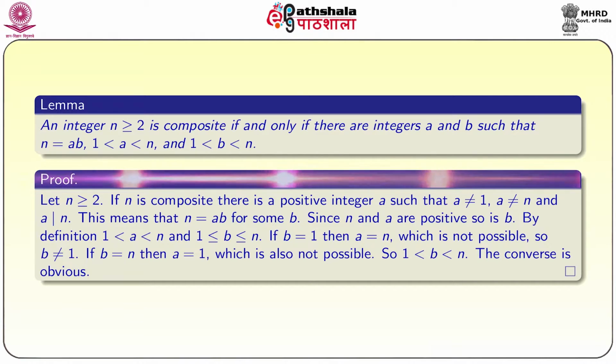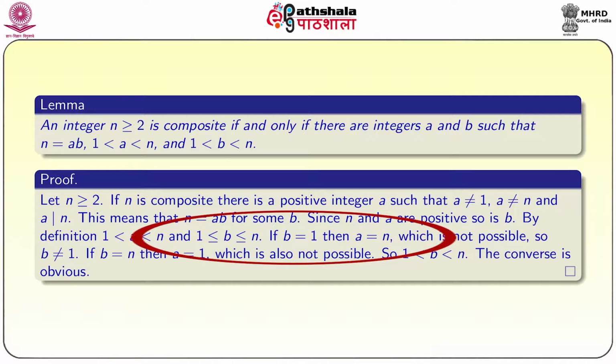Let n be greater than or equal to 2. If n is composite, there is a positive integer a such that a is not equal to 1, a is not equal to n and a divides n. This means that n is equal to a b for some b. Since n and a are positive, so is b. By definition, 1 is less than a less than n, and so b is greater than or equal to 1 and less than or equal to n. If b equals 1, then a equals n, which is not possible since a is strictly between 1 and n. So, b is not equal to 1. Similarly, if b equals n, we have a equal to 1, which is also not possible. So, b should be strictly between 1 and n.